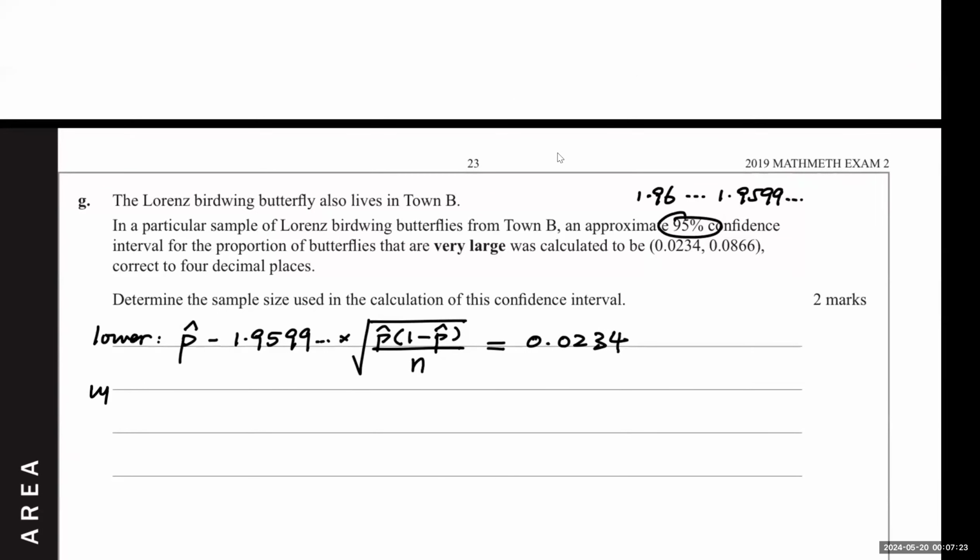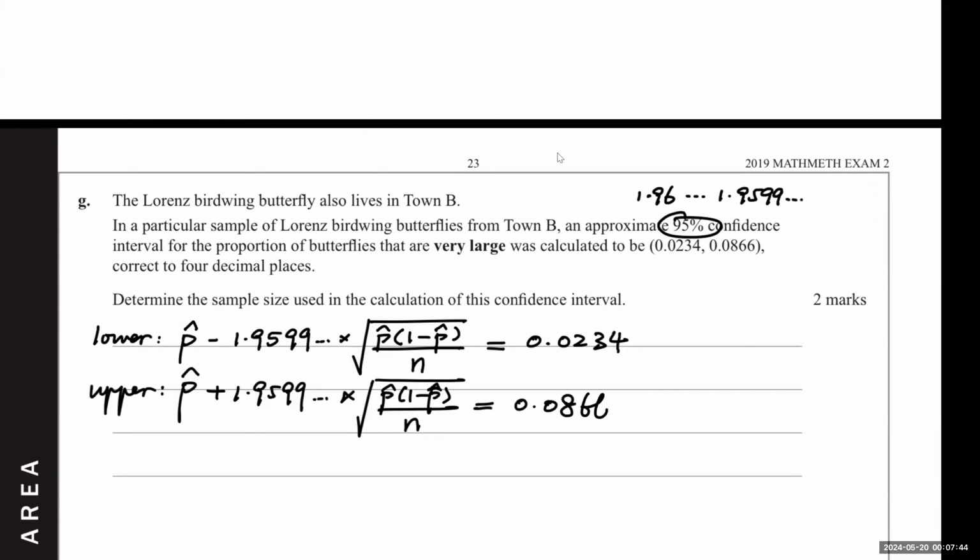And the upper bound is now p hat plus 1.9599 times square root of p hat 1 minus p hat divided by n, okay? Equals to 0.0866. So you have a pair of simultaneous equations. And you can just solve this pair of simultaneous equations for the p value and n value simultaneously.